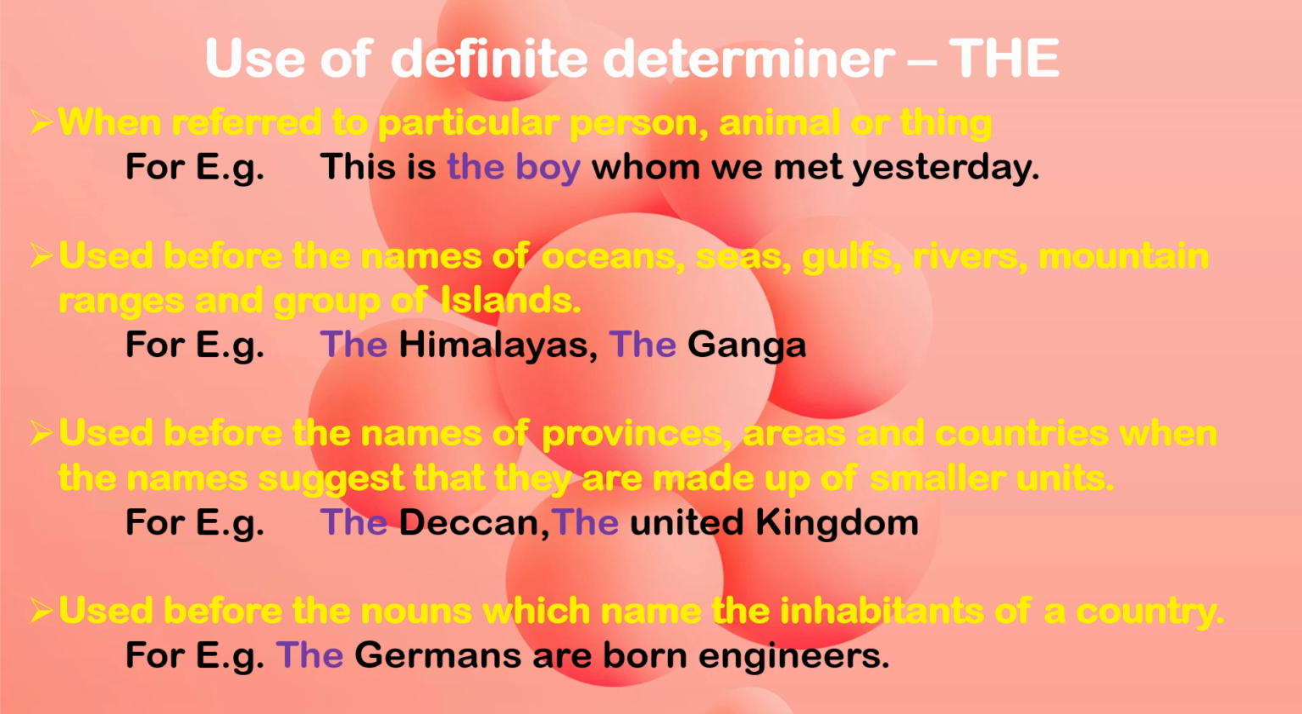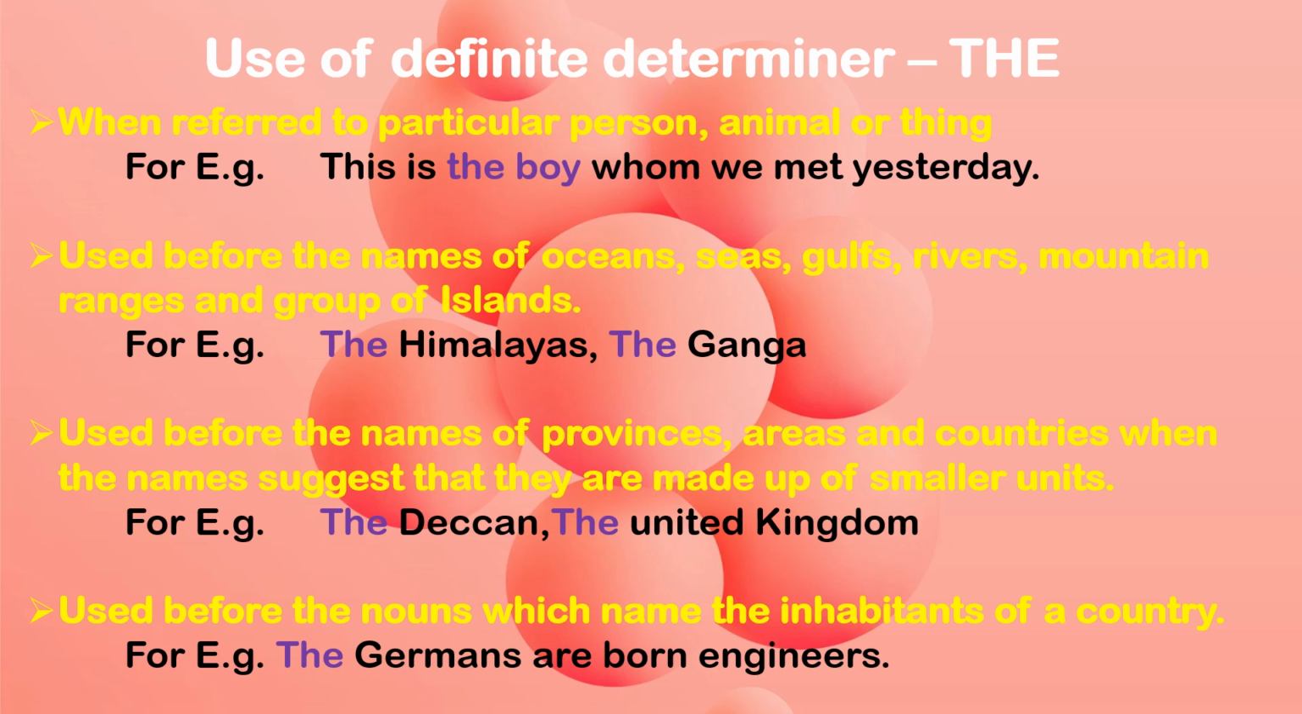Now, "the" is used before the names of provinces. Provinces means, children, an area which is divided into small parts, areas, and countries, when the name suggests that they are made up of smaller units. So small units make a province. If you see that kind of word, then you use the word "the". For example, the Deccan, the United Kingdom.